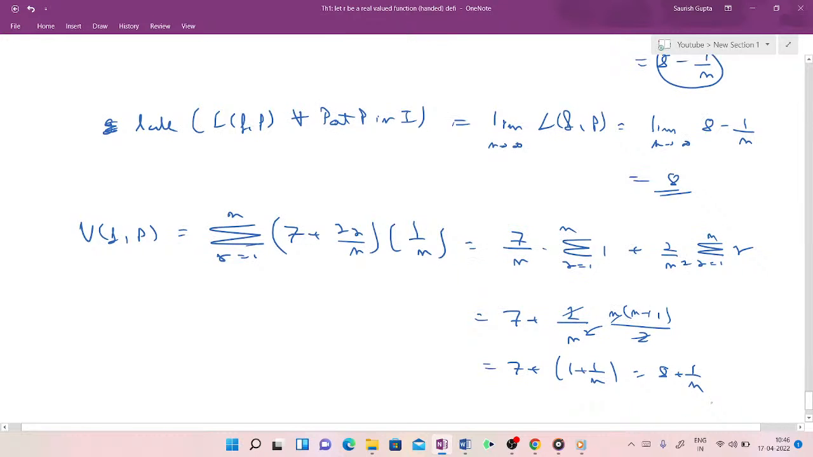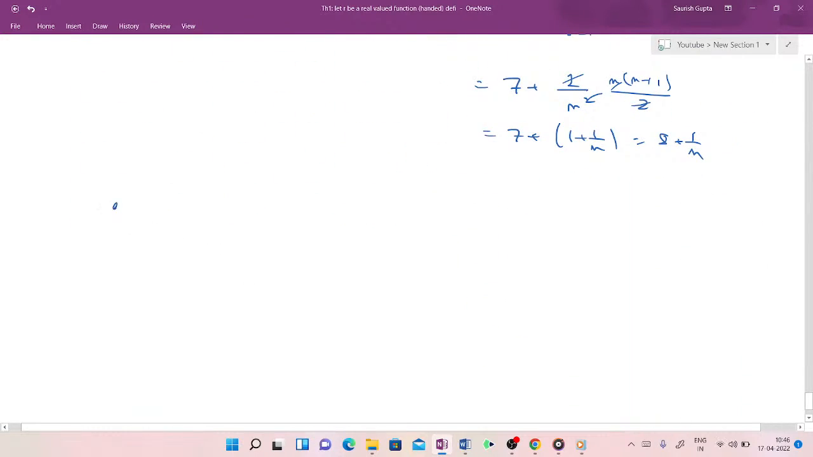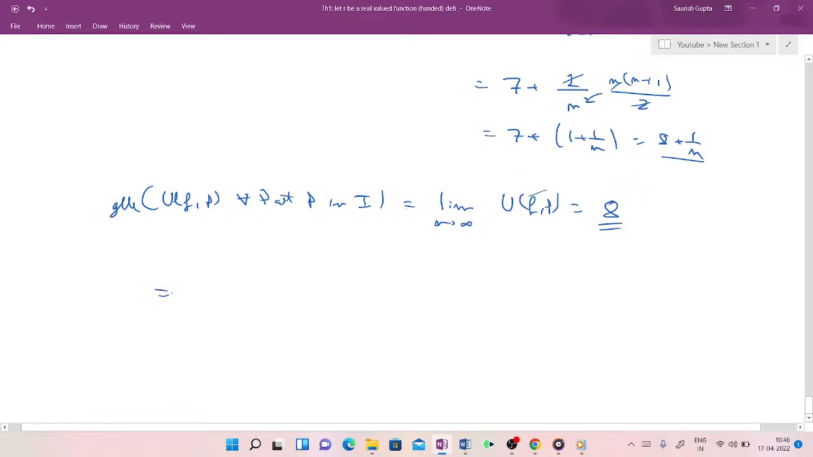And to find the GLB of the upper sum for all partitions P in I, we can take the limit n tends to infinity of the UFP, which is limit n tends to infinity of this value, where 1/n goes to 0, so it comes out to be 8. Therefore, what is this? This is the upper Riemann sum and the previous value is the lower Riemann sum. So we have the lower Riemann integral of f dx equals the upper Riemann integral of f dx equals 8. That implies integration.